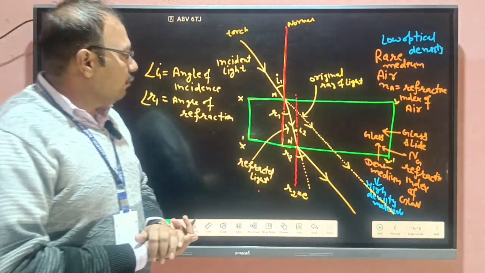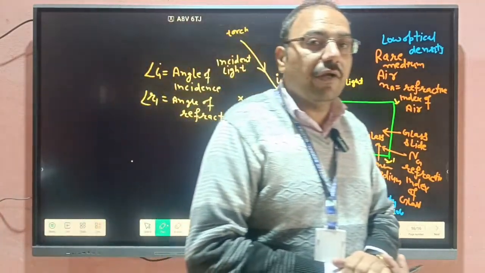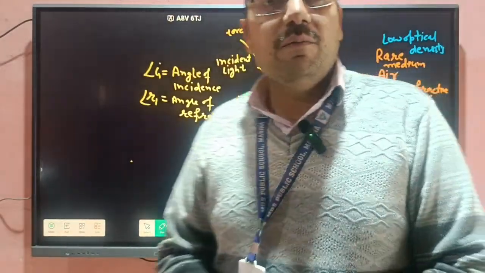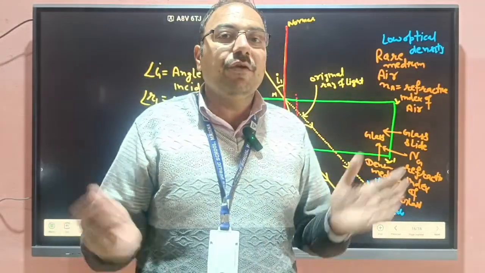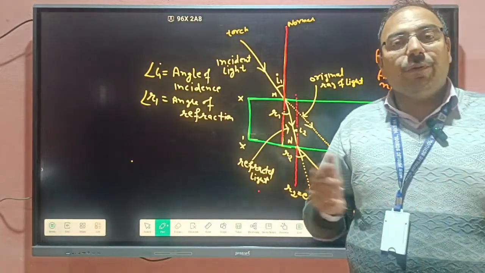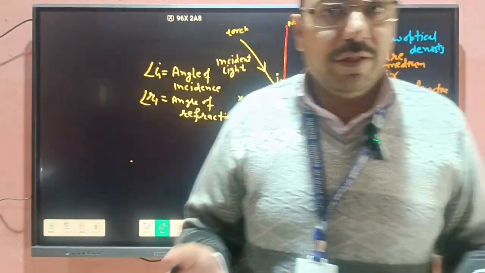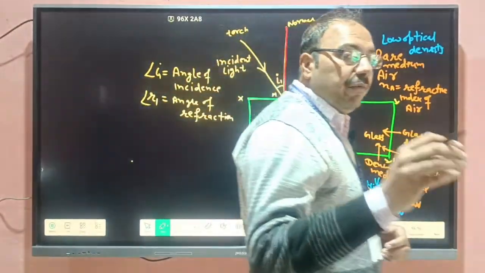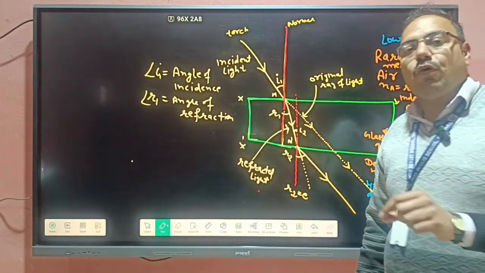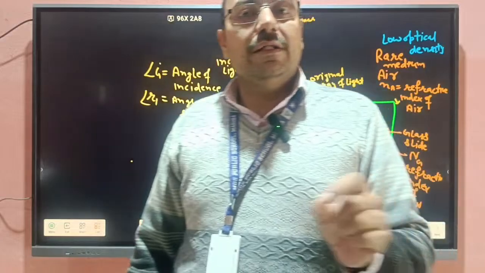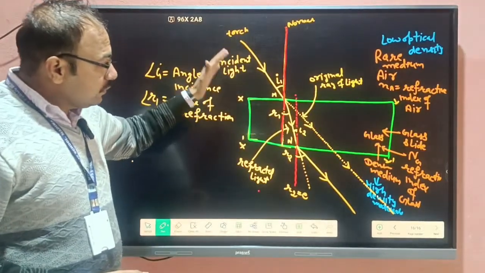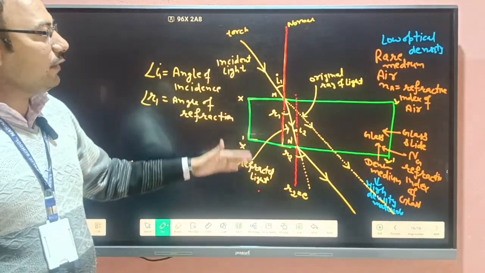So what have we learned here? First of all, what is refraction? Refraction is the phenomenon of change in the direction of light when going from one medium to another medium. It depends upon the type of the medium. One medium has higher optical density and the second has lower optical density. The medium which has low optical density is known as the rarer medium, and the one which has high optical density is known as the denser medium. So this phenomenon is known as the refraction of light.